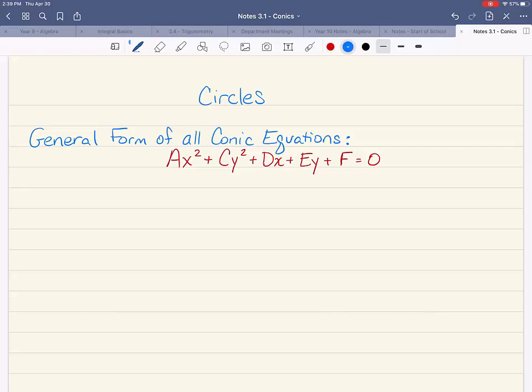Now, what makes a circle's equation fit this form? For the circle, A is going to equal C. Whatever A is, C is the same number, and they are usually both equal to 1. So in most of the homework problems here, you're going to see A and C both equal 1. So you're just going to see x squared plus y squared, and then the rest of it.